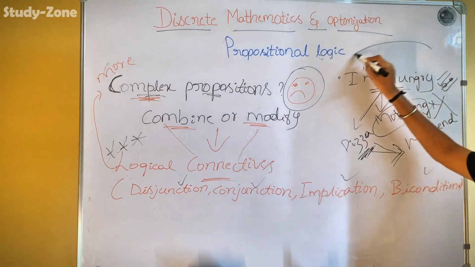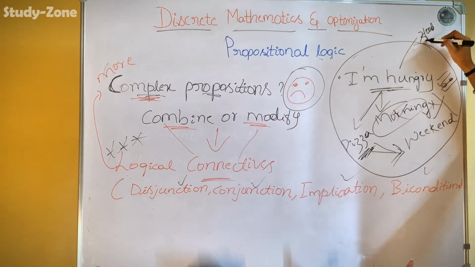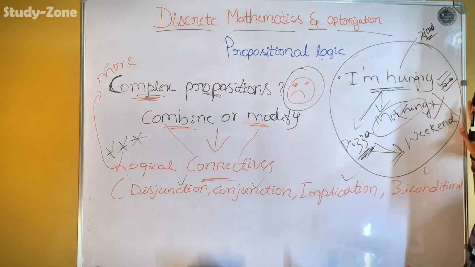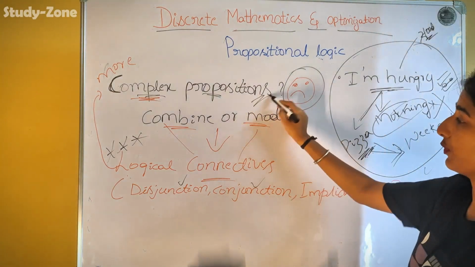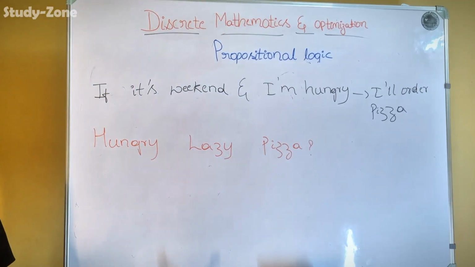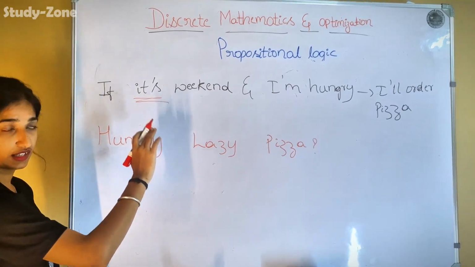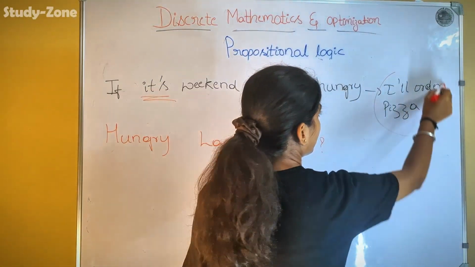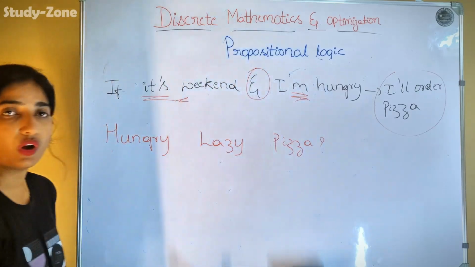So, our life consists of many and many complexities in just food. In food, there is this much of complexity, and then what about our whole life? So, to simplify this complexity or to solve this complexity, we need complex propositions. So, let us take this example. I have told you before, if it's weekend and I am hungry, then only I can order pizza. So, here both the statements should be true to order the pizza.